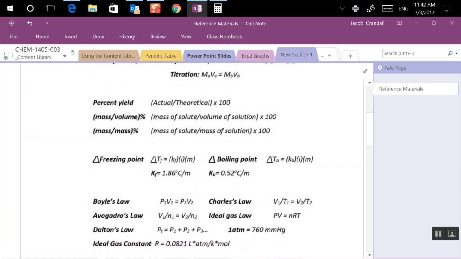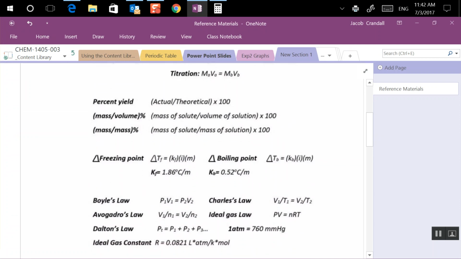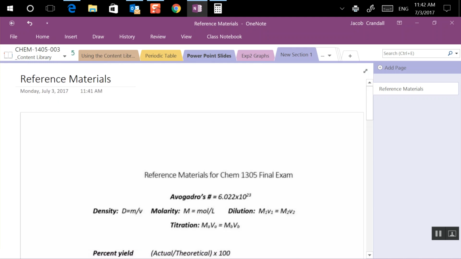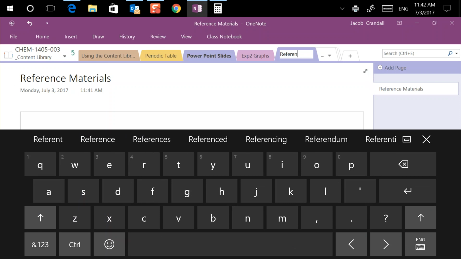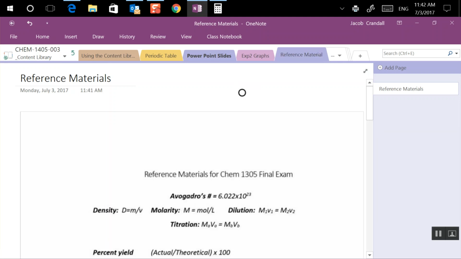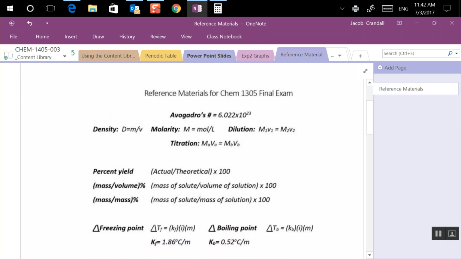Okay, so here are your reference materials. I just went ahead and put them on there. Guess I need to rename that. It's under that tab, reference material. So this will be what you have for your test. You can see that you have mass per volume right here. It tells you mass of solute over the volume of solution.